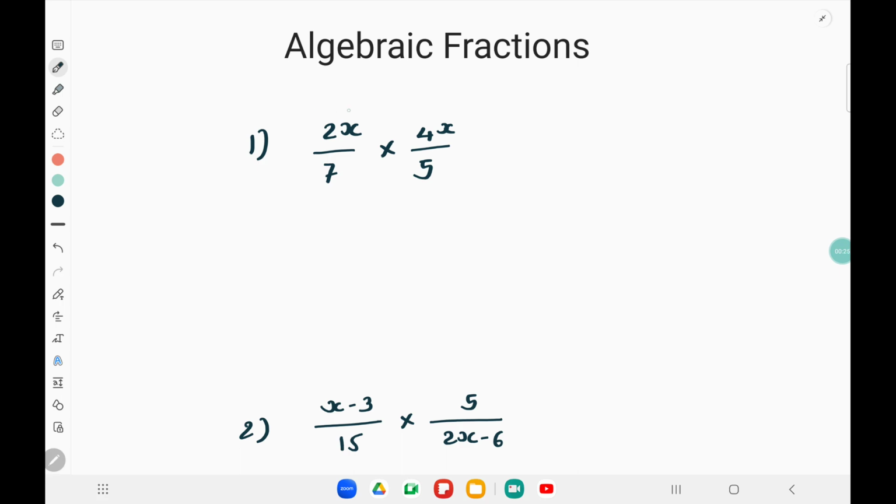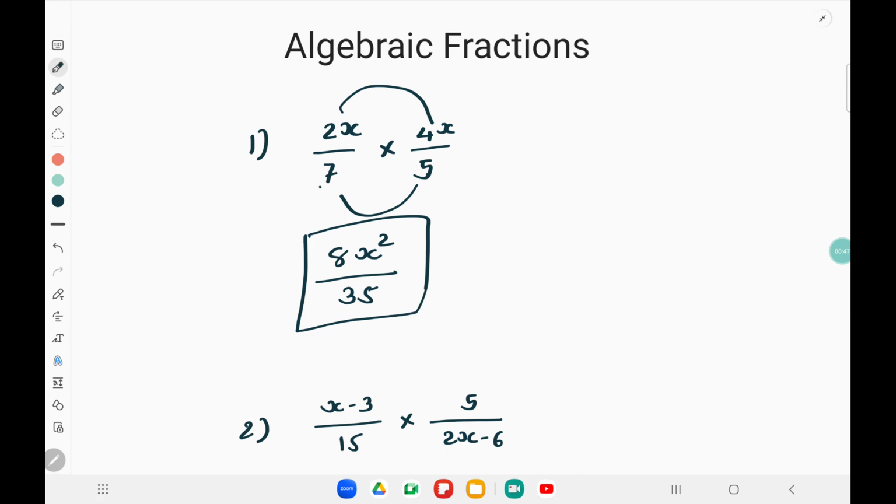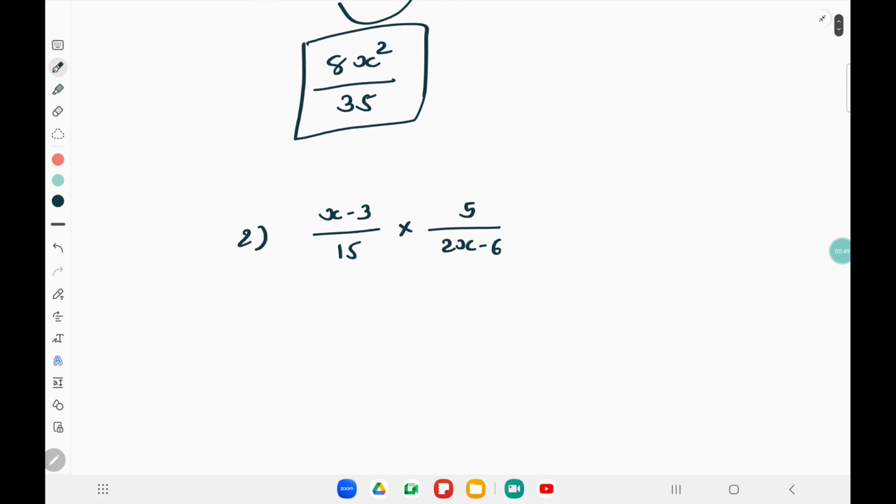We have to do nothing, just multiply top to top and bottom to bottom, in the sense numerator to numerator, denominator to denominator. So 2x times 4x is going to be simply 2 times 4 is 8, and x times x is x squared, and 7 times 5 is 35, and nothing is common, so we cannot cancel down. So this is our final answer. Okay, let's move to the second question.